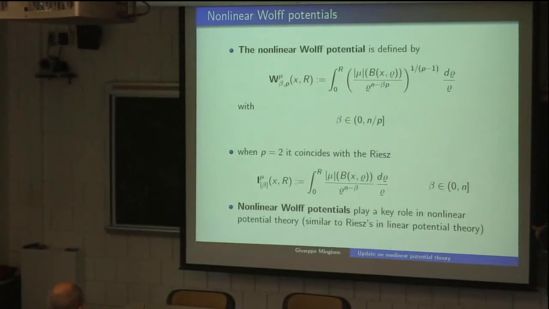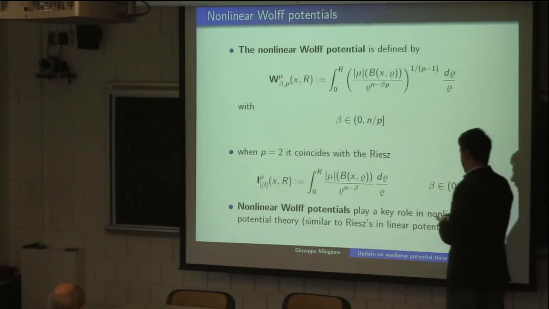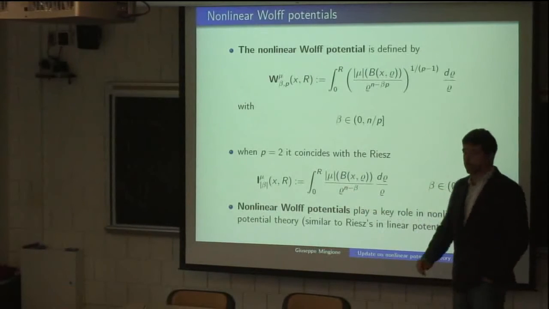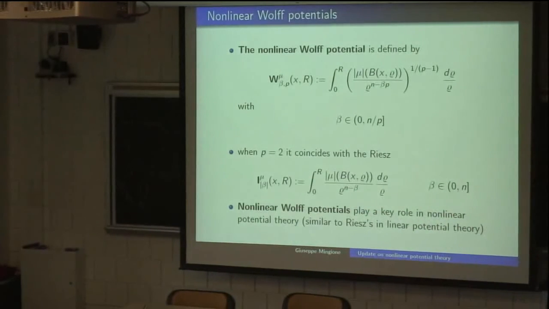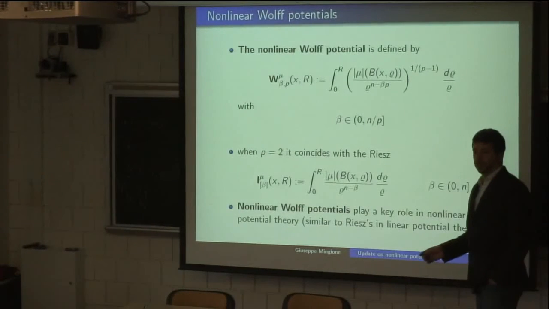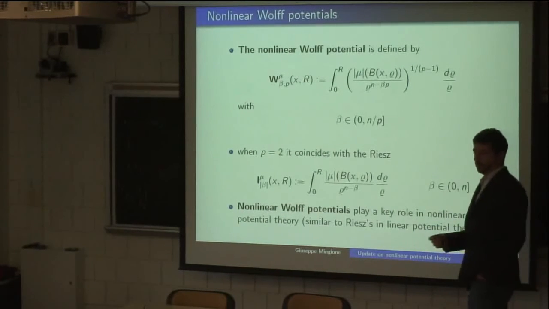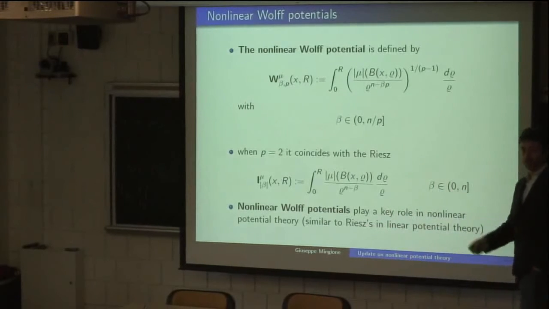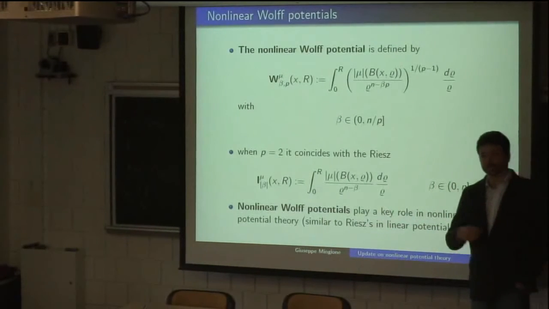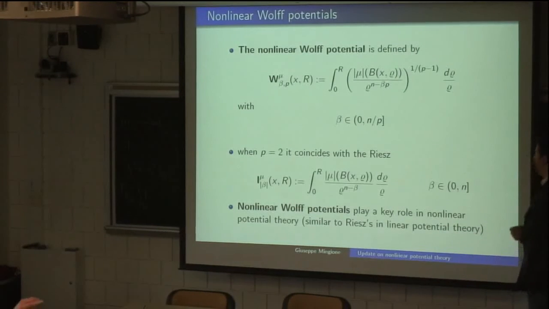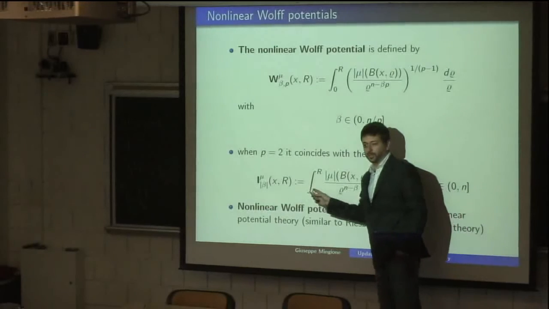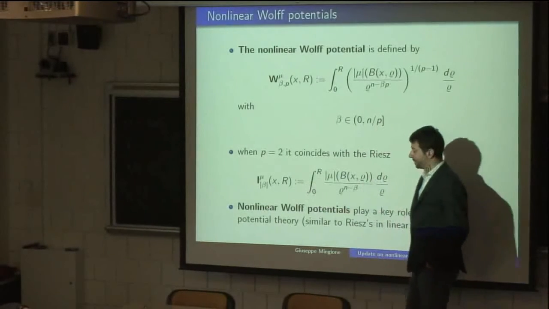Very interesting paper by the end of the 70s. And for p equals 2, they go back to the Riesz potentials. So these are Wolff potentials. They are more or less ubiquitous in nonlinear potential theory. They are used to prove nonlinear analogs of the classical linear criteria, delicate fine properties of solutions, and whatever. They play the role, they fully replace Riesz potentials when you go to nonlinear settings.